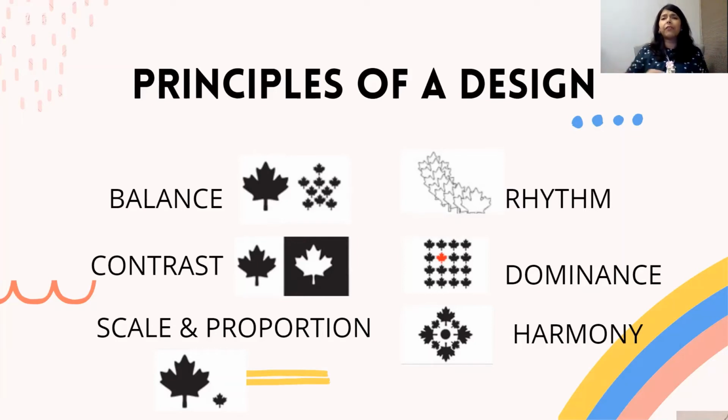And similarly, if we have used too many blooms of a particular flower as compared to the other flower, we say that this is out of proportion. This is not in proportion. So scale and proportion is as simple as that. Scale is the relative size of the components in a design, whereas proportion refers to the quantity of material used in the design with respect to the other.